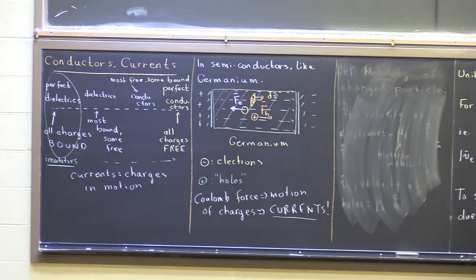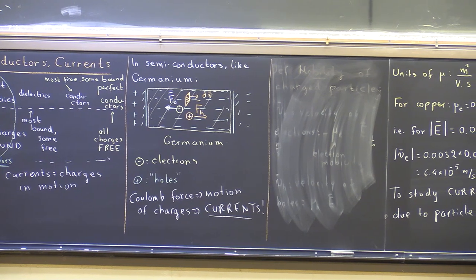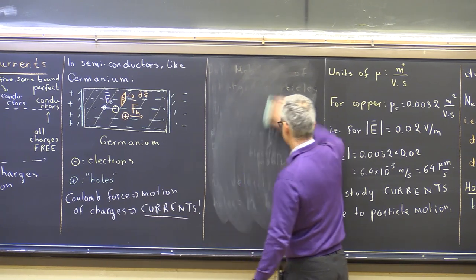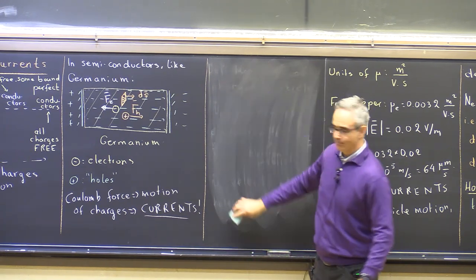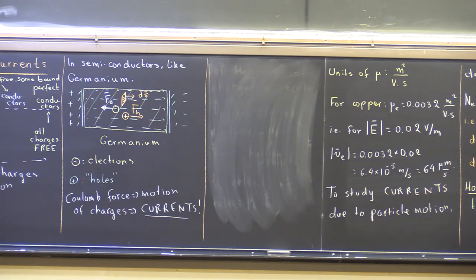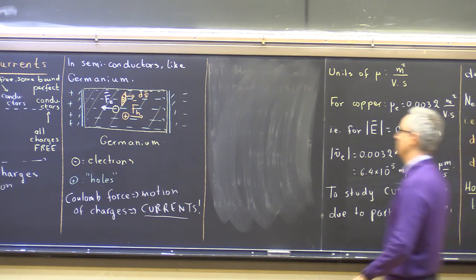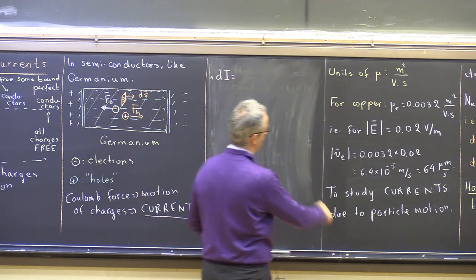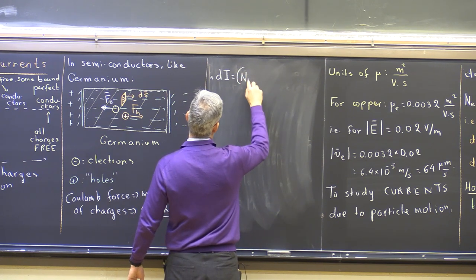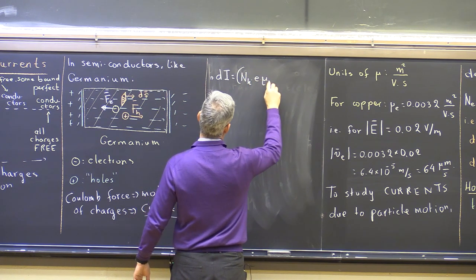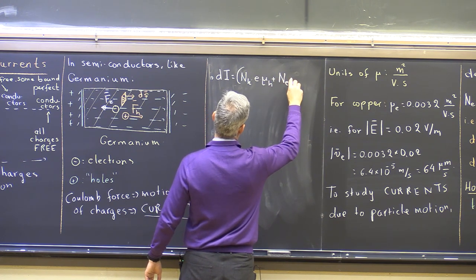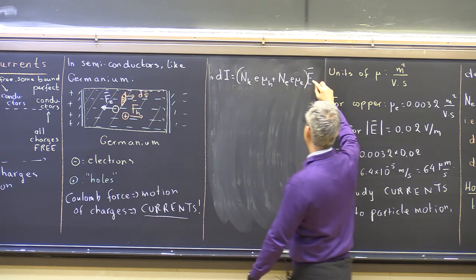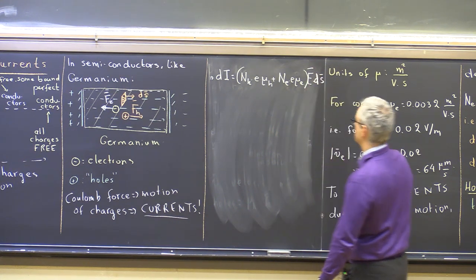Okay. So the total current then, just putting everything together, will be the sum, times the electric field dot ds.